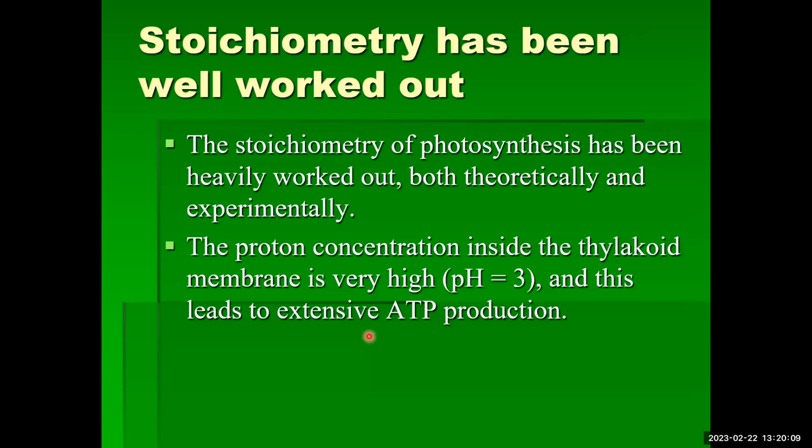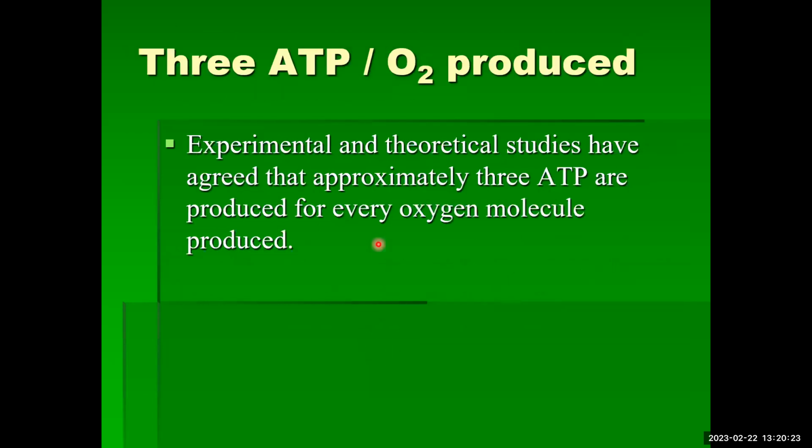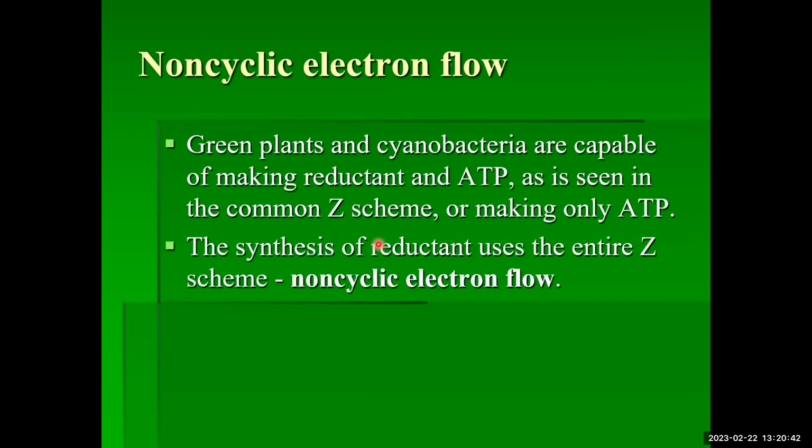And the stoichiometry has been worked out pretty well. In the case of plants, you have a high proton concentration inside the thylakoid lumen, very low pH. And it seems as though you make 3 ATP for every oxygen molecule that you produce. That's different than what you see in animal cells, and that is due to the fact that you're pumping protons into a closed area, a closed vesicle.